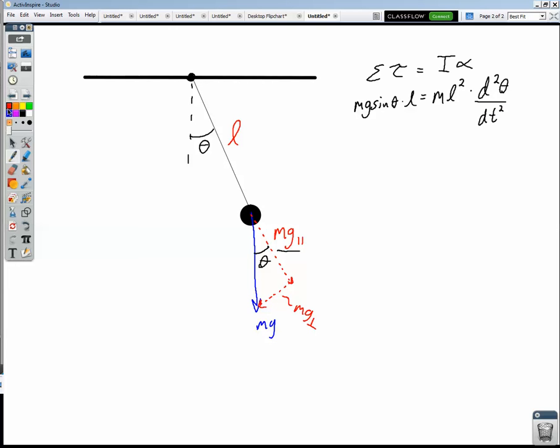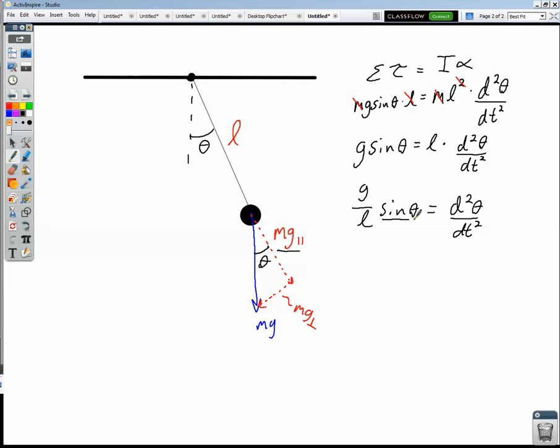So from here we can see that there's some simplification that happens. The mass cancels from both sides. We have one L canceling from both sides. So rewriting this, we have g sine theta is equal to L times the second derivative of the angular position. Dividing both sides by L, we have g over L sine theta is equal to d squared theta dt squared. And we're almost at the place where the position is going to be proportional to the second derivative.